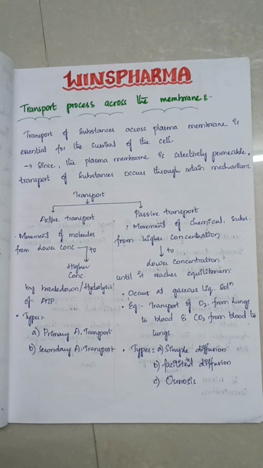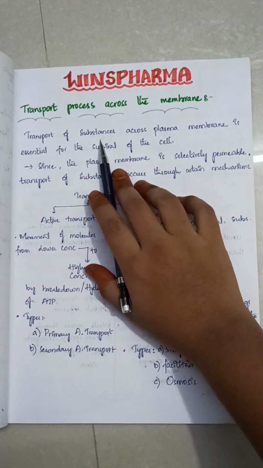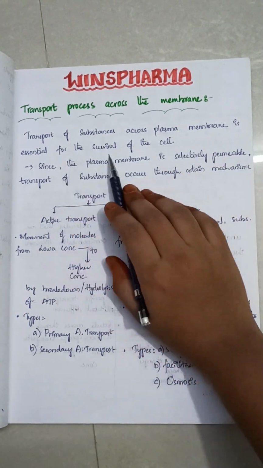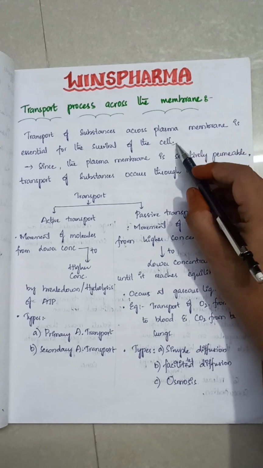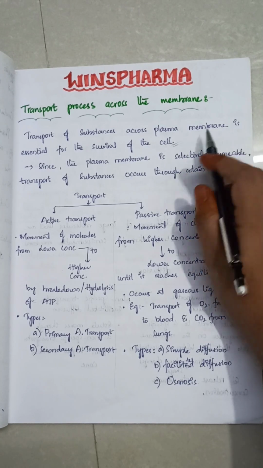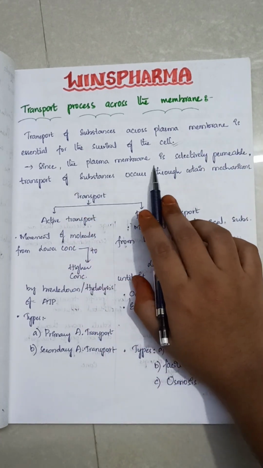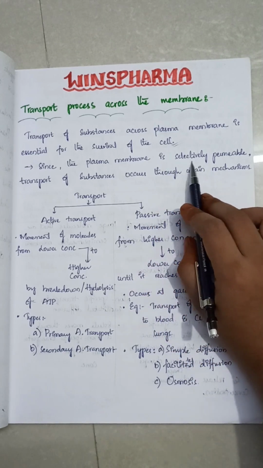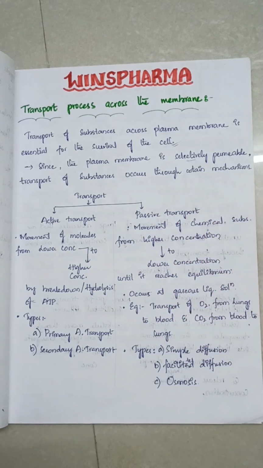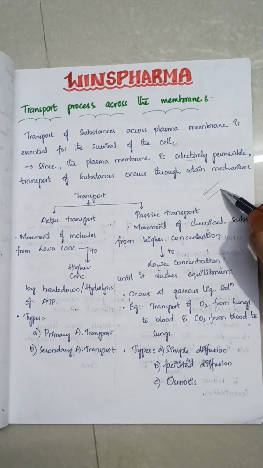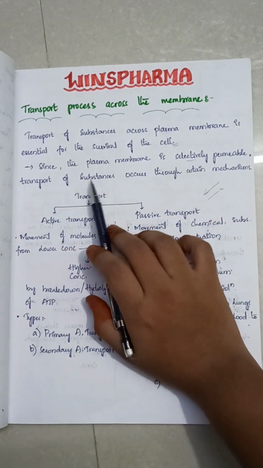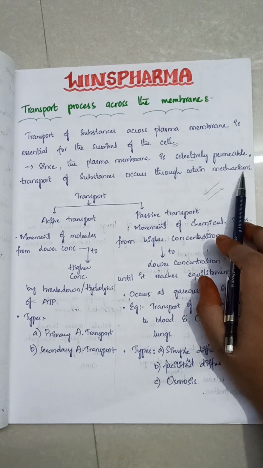Transport process across the membrane. Why is transport process needed across the membrane? Because transport is needed for the survival of the cell. Transport of substances across the plasma membrane is essential for survival of the cell. If a cell wants to live, it should transport its material. Since the plasma membrane is selectively permeable, it will select some of the substances to go out and come in. So transport of substances occurs through certain mechanisms.